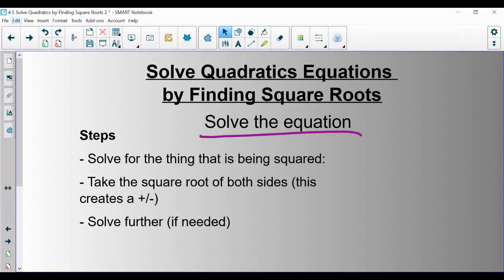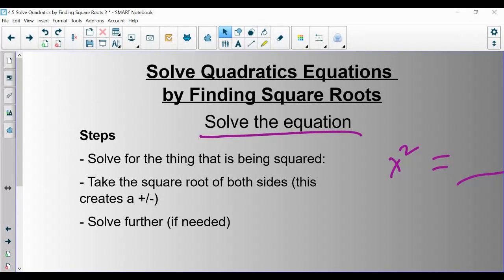So we're going to have equations that have x squared somewhere in it equal to something, and we have to find out what value of x would make this a true statement. We have some steps here. Number 1 is to solve for the thing that is being squared. So look at what's being squared and get that by itself.